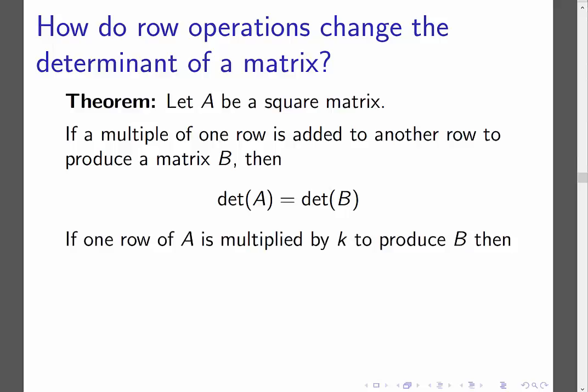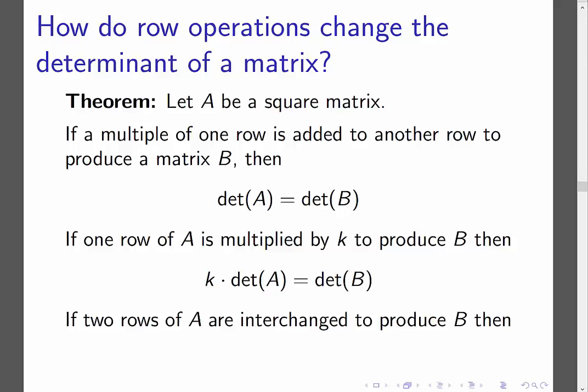If you do a row operation on A multiplying a row of A by K to produce B, then that is going to multiply the determinant by K. And lastly, if you swap 2 rows of A to produce B, then that is going to introduce a negative. That would be the same as multiplying the determinant by a negative number. So this is a theorem, and the way that we're going to prove this theorem is actually using elementary matrices.